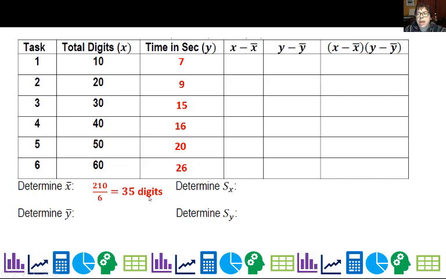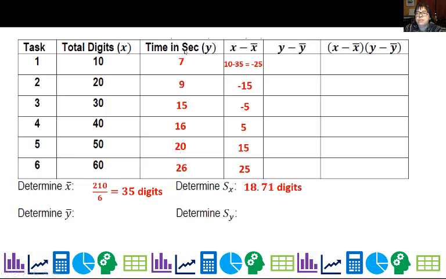It's the average. And I can go ahead and calculate the standard deviation for the units as well. And that is the spread is about 18.71 digits. So on average, the digits are about 18 digits away from 35. Okay, then I'm going to go ahead and do the difference. Remember, this is the X value, and go X minus the X average, which is this column right here. 10 minus 35 is negative 25. And I keep doing that for all of the X values.